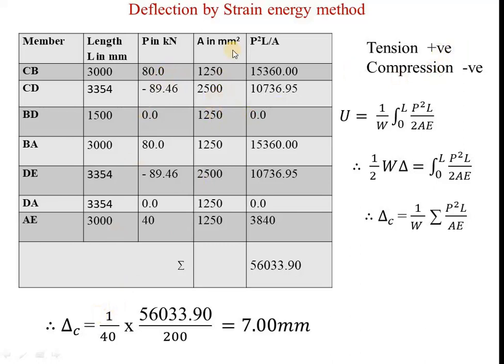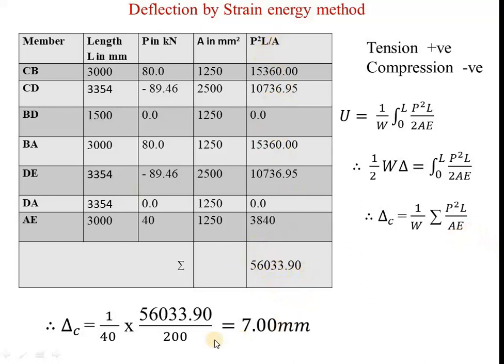You will get this. Then A: already in the figure they have given the areas, so you write the corresponding member areas down here. Then you write P square L by A, meaning P squared into L divided by A. You write this for all the members, take the summation, and you will get 56033.9 as sigma P square L by A.